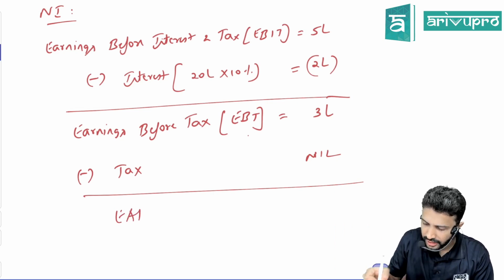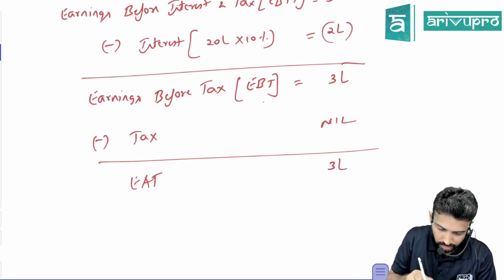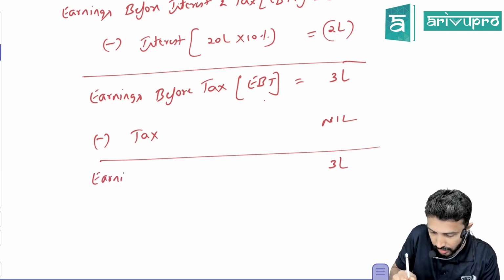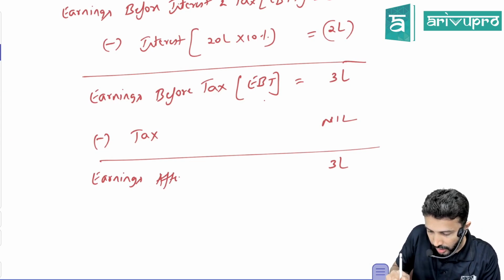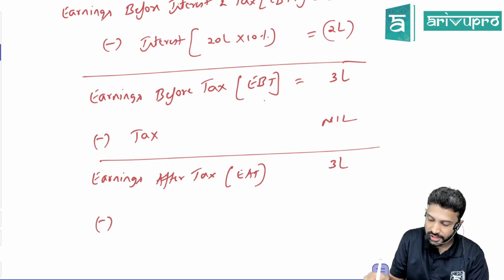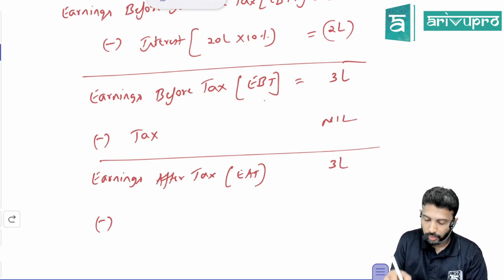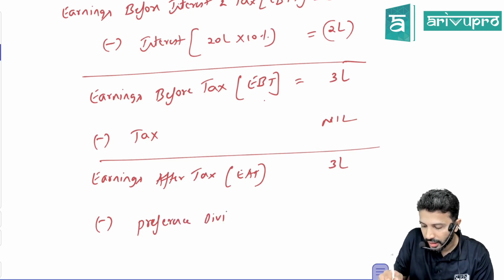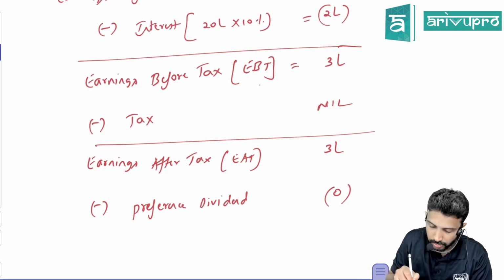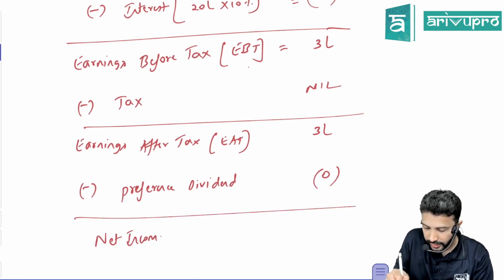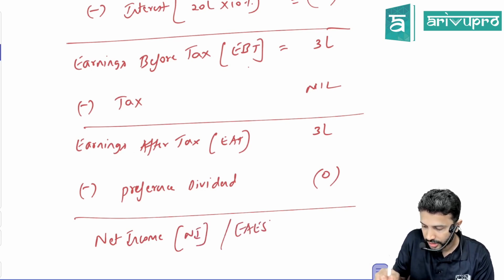So what is earnings after tax? 3 lakhs. Earnings after tax, which is EAT, is 3 lakh. From this, what do you do? Is this net income? No. From this, you have to deduct the preference dividend. Have they given any preference dividend in the problem? No. That means here, you are going to get the net income, which is NI, how much?